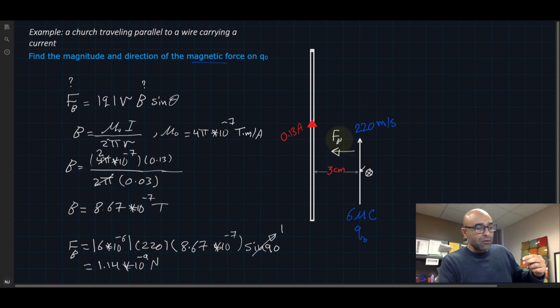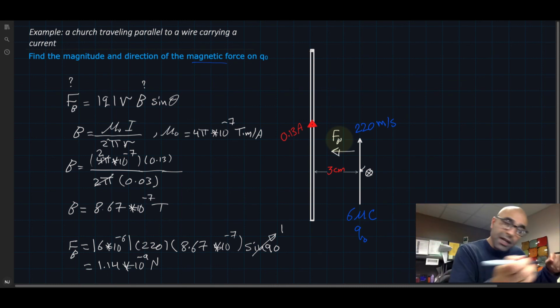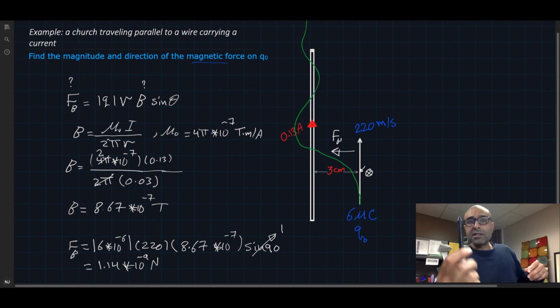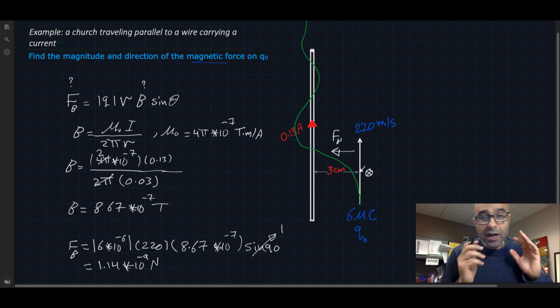So what's going to happen to the charge? The charge is traveling at a high speed, and the force is bringing it towards the wire. So the charge is going to go around the wire like this, getting closer to the wire as it's going up. And it's going to fall into the wire at the end, very, very quickly.